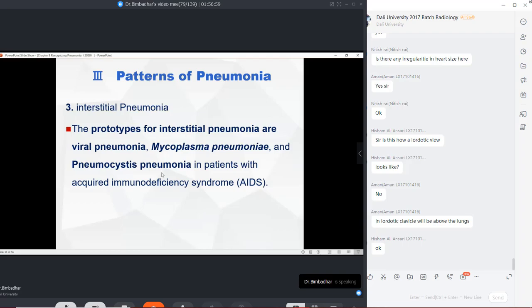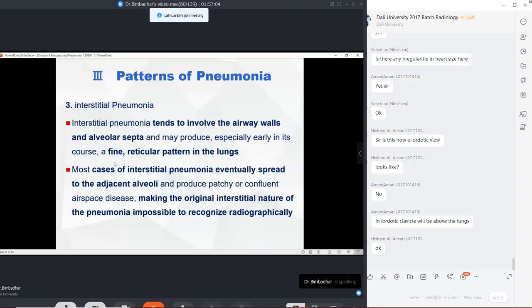Yes, it shows up as a pattern of interstitial pneumonia. Interstitial pneumonia tends to involve the airway walls and the alveolar septum, and they produce, especially early in the course, a fine reticular pattern in the lungs. Remember, this is a very characteristic feature. A reticulonodular pattern is generally seen in fibroproliferative diseases where granulomatous reactions happen, but interstitial pneumonia does not have a granulomatous reaction, so that is the reason they show only a reticular pattern.